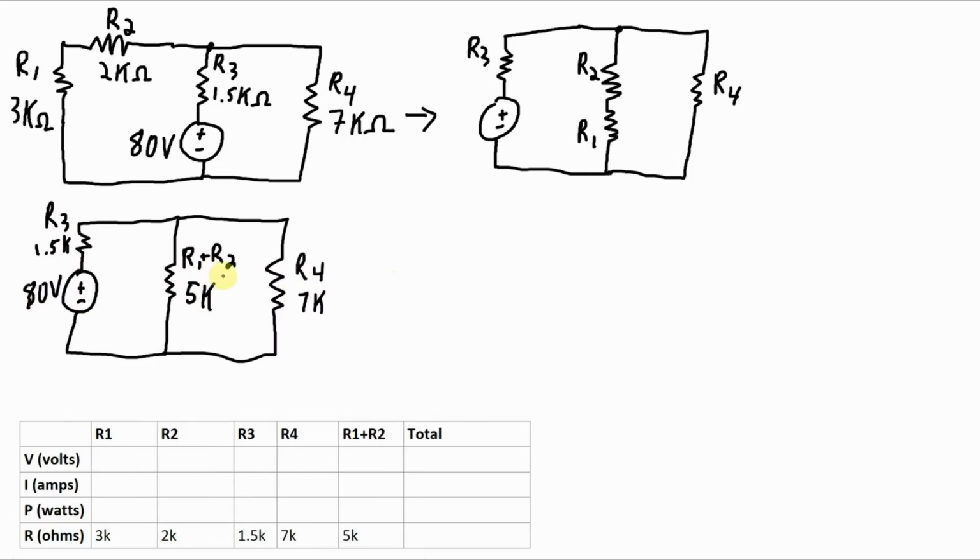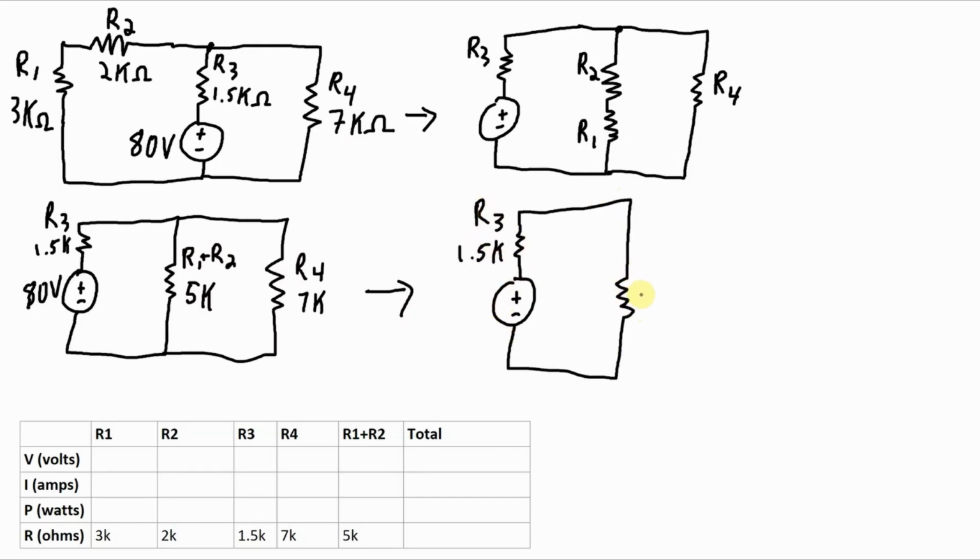And next I can combine this R1 plus R2, which is in parallel with R4. So that total resistance will be the inverse of 1 over 5K plus 1 over 7K. Instead of writing out R1 plus R2 in parallel with R4, I'm just going to call this R5. And the value of R5 is 2.9K.